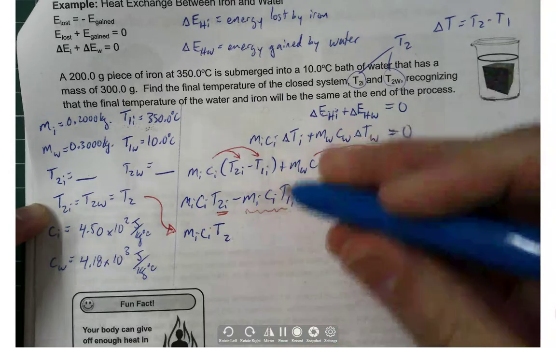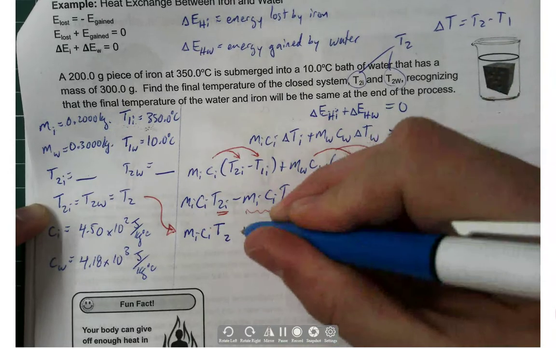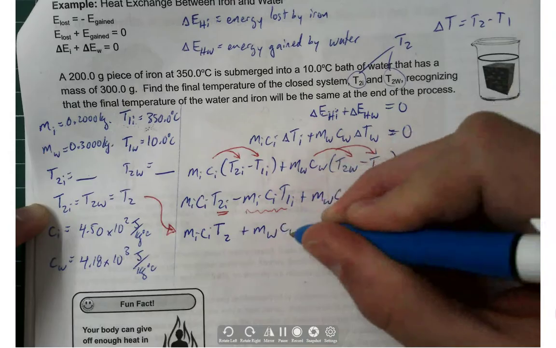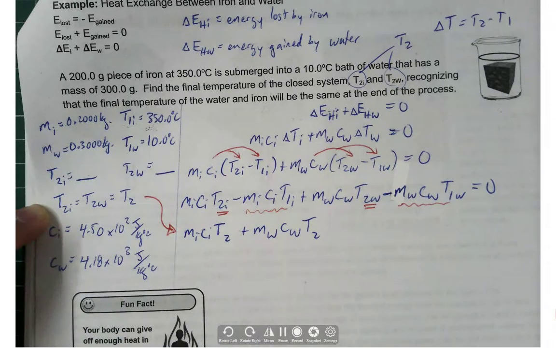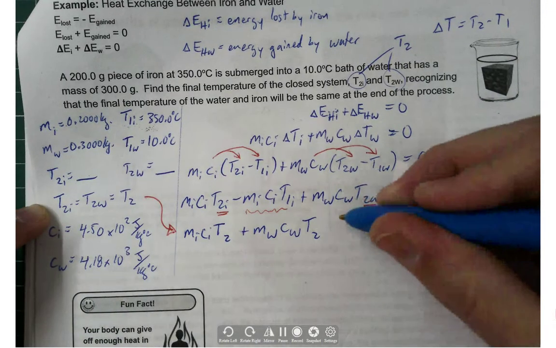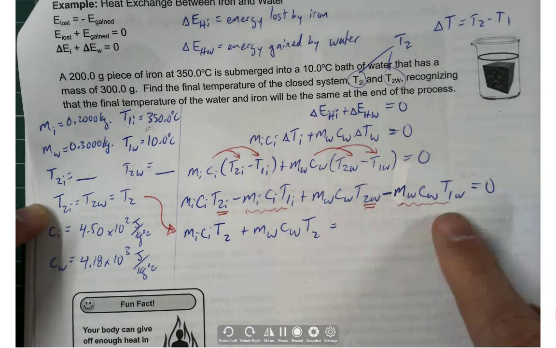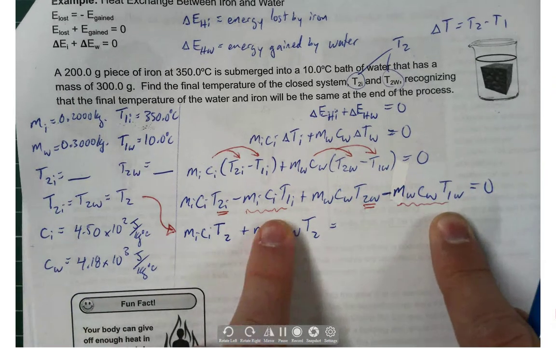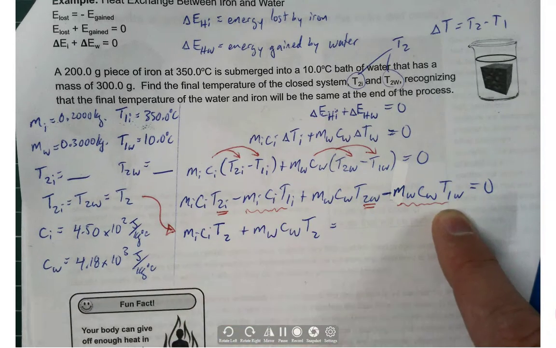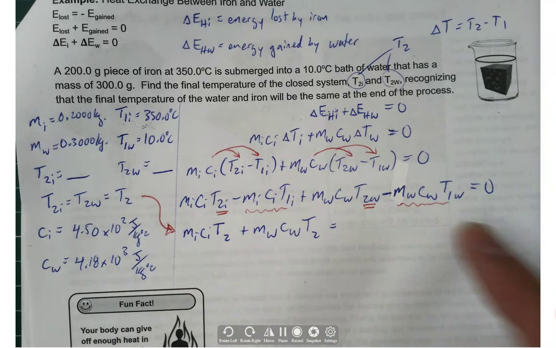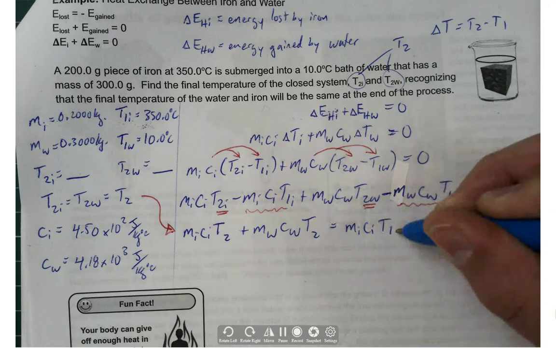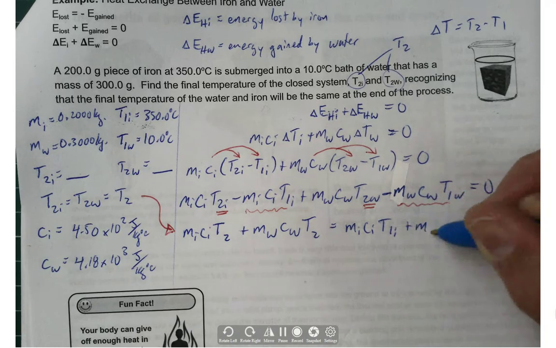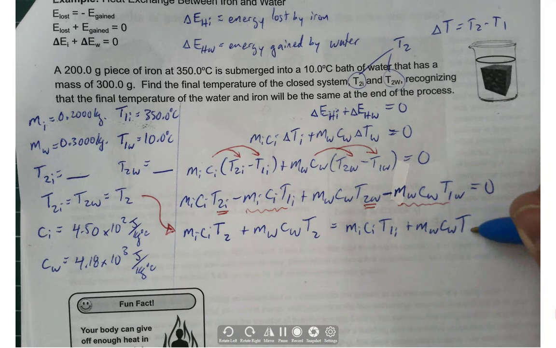T2 plus MWCW T2. Right? I'm only writing the stuff that has T2 now because the other stuff is getting taken over to the other side. Now, conveniently, notice that the wiggly terms both have negative signs out front of them. So that's kind of cute. When they go over to the other side, they'll become positive, yeah? That's good. So I end up getting MICI T1I plus MWCW T1W.